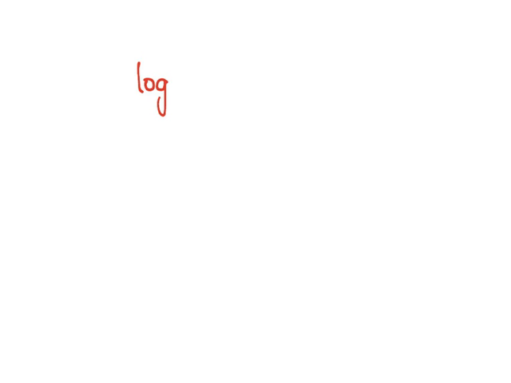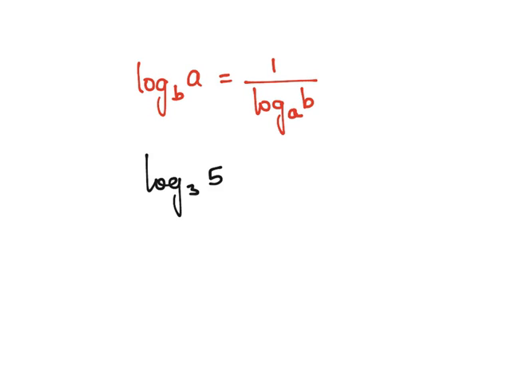Log a to the base b can be written as 1 by log b to the base a, like a reciprocal. So it means that log 5 to the base 3 can be written as 1 by log 3 to the base 5. So basically the 5 and 3 interchange the places. This is another property.